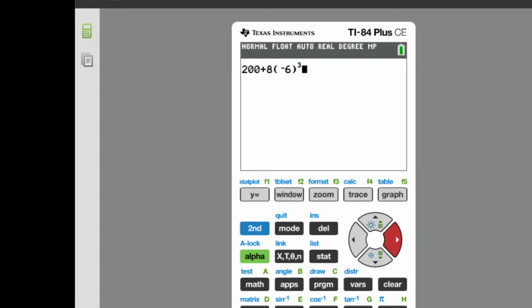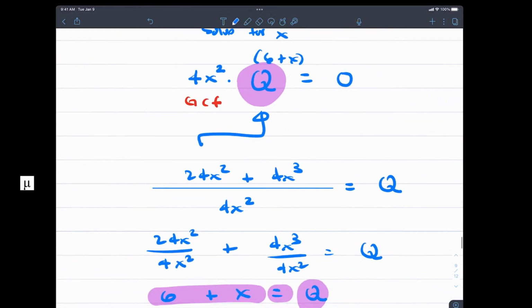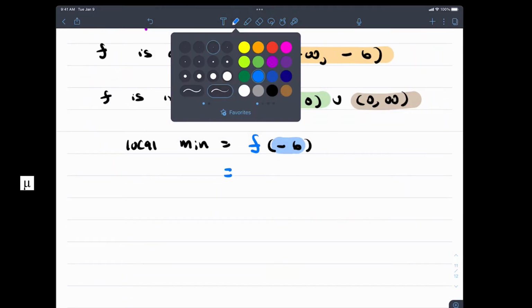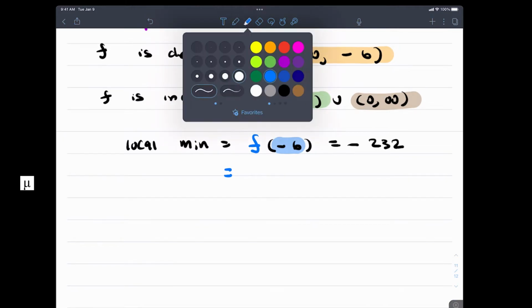Come out here and then do what? Plus -6. Close that. Raised to what power? 4. There you go. And so that's -200 and what? 32. Okay? So to kind of bring this back here, it's -232. And what do we call this? A local what? Min.